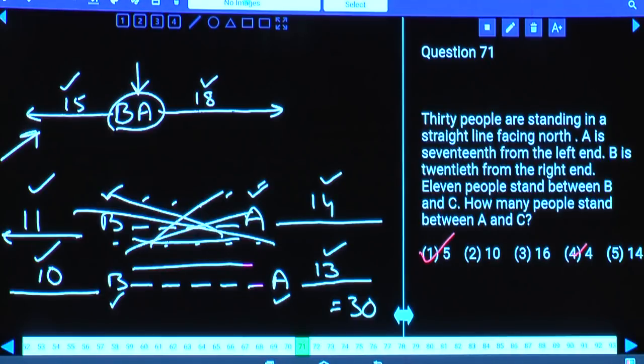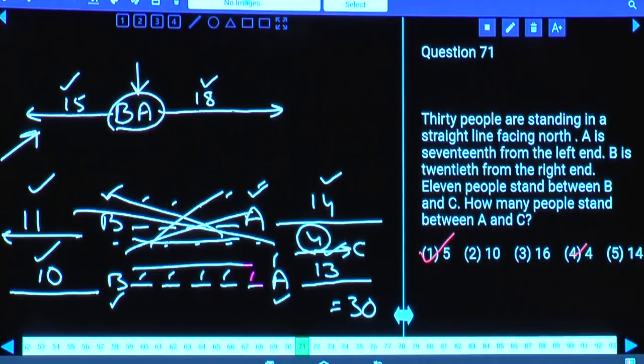Then B and C must be somewhere here, 11 persons, 1, 2, 3, 4, 5, 6 and 6 plus how much? 6 plus 5, 11. A and C is the 11th person. Hence in between how many persons? Then 4 persons. Now what is the final arrangement here?